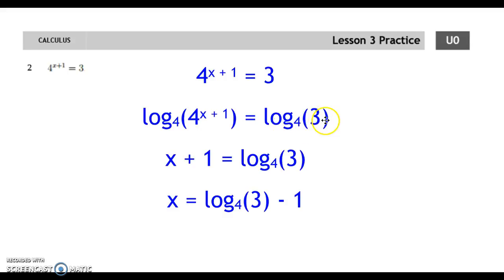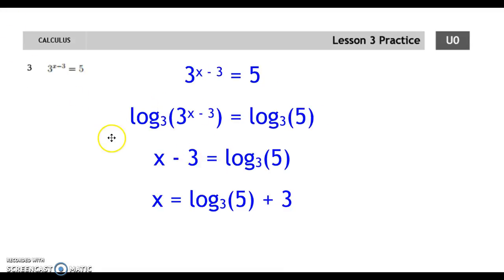This gives us a decimal. We're just going to leave it like this because it's easier to algebraically manipulate. If I asked you to find it to the nearest 4 decimal places, I'm confident that you'll be able to use your calculator to figure that part out. We solved for x. We got x by itself by subtracting 1 on both sides, and we got log base 4 of 3 minus 1. Let's go on to some of the other problems.